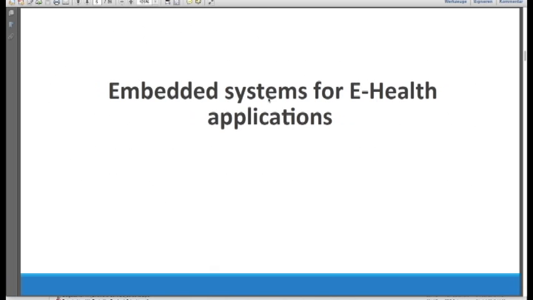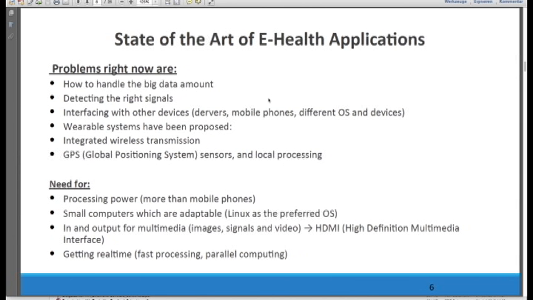When we deal with eHealth applications, we have to deal with the state of the art problems we have right now. The problems of eHealth applications are quite a lot. Right now we have to face different problems, and more problems arise because more and more embedded systems arise.